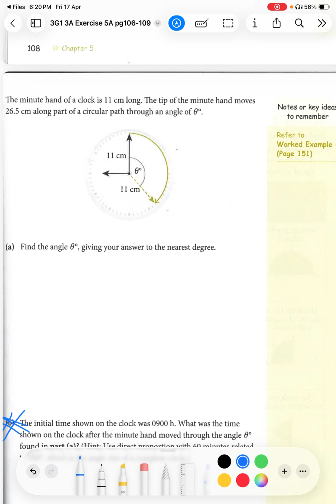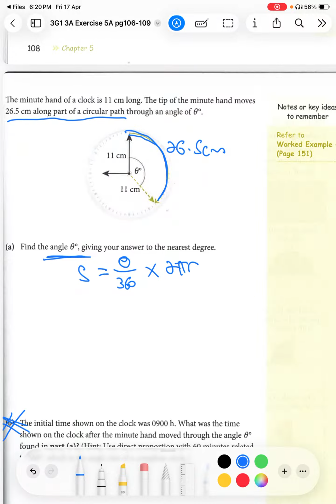The minute hand is 11 cm long. The tip of the minute hand moves 26.5 along a circular path through angle theta, which means this line here is 26.5 cm. This is the path that we move. Then find the angle theta. So again, the same question. You use the arc length formula. The arc length is S equals theta over 360 times 2 pi r. So they say you move along 26.5 cm. Angle is unknown. The radius is 11.